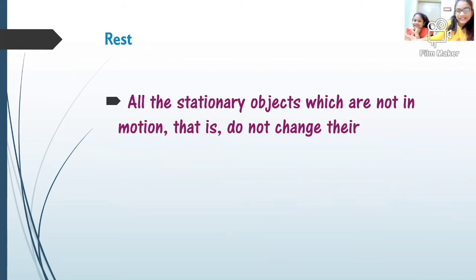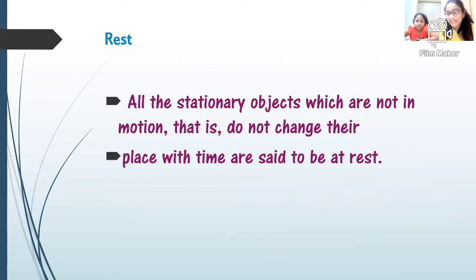Now rest: all the stationary objects which are not in motion, that is, do not change their place with time, are said to be at rest. You can say the camera I am recording with is not moving at all. It's a stationary object. Stationary things are our scales, dividers, and all, or objects in a still place. My camera is not in motion because it's staying in one position. I'm not moving it somewhere. Now you can say my body is in motion and my camera is at rest. When we move it, it's not at rest. I will keep it like this.